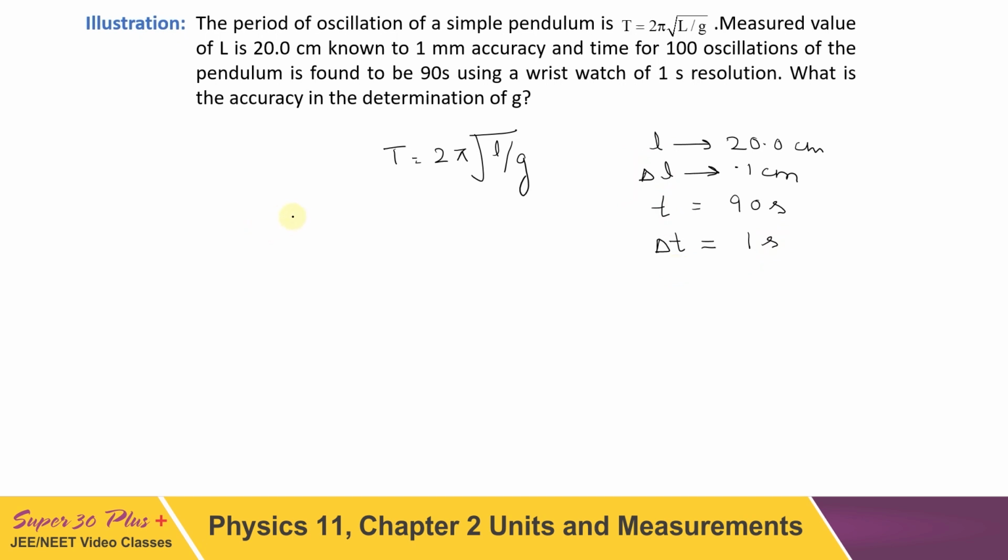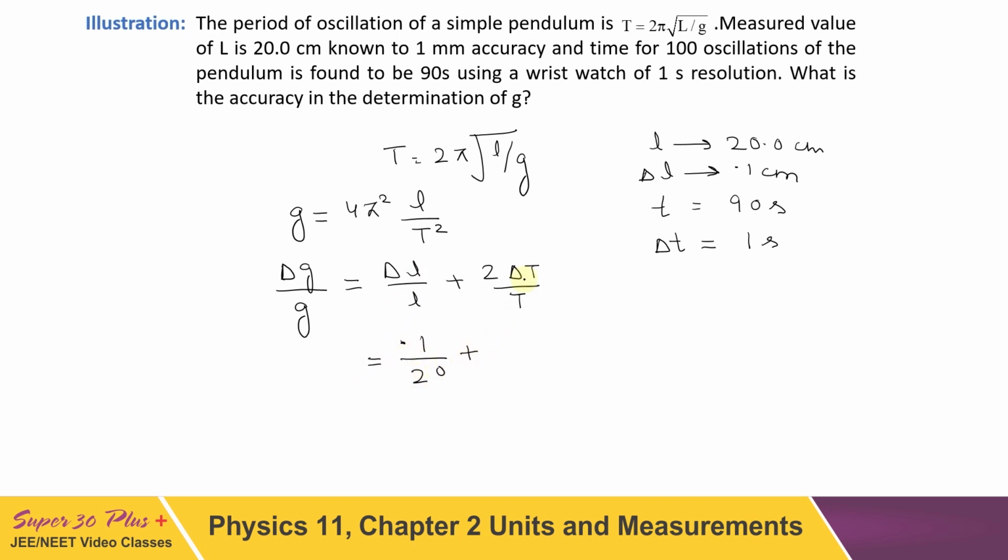What would it be? First write the formula for G. G is 4 pi square L upon T square. While writing relative error, no need to write the numerical constant. So that would be equal to delta L by L plus twice delta T by T. Now if you substitute the values, it is delta L by L, that is given 0.1 upon 20.